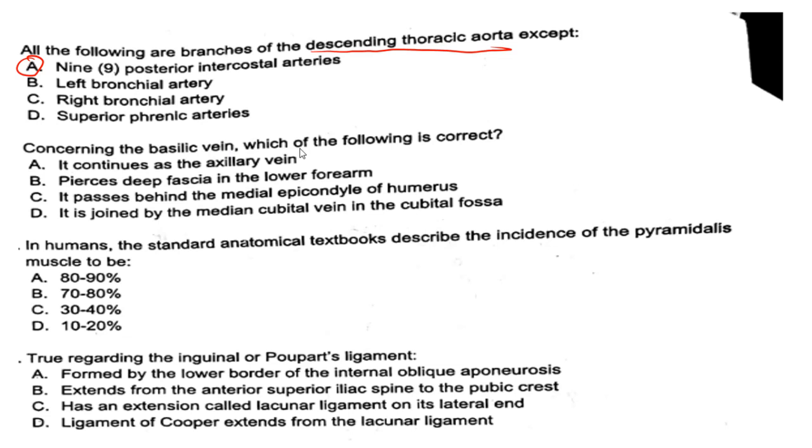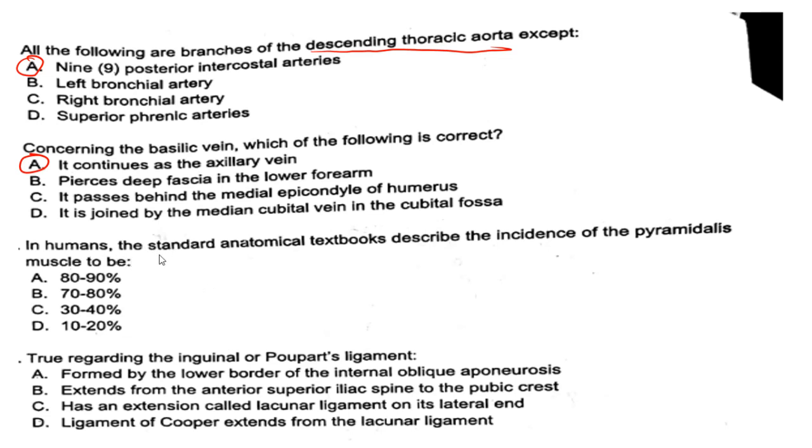Concerning the basilic vein, which of the following is correct? A. It continues as the axillary vein. B. Pierces deep fascia in the lower forearm. C. It passes behind the medial epicondyle of the humerus. D. It is joined by the medial cubital vein in the cubital fossa. So the answer here is just A, which is it continues as the axillary vein.